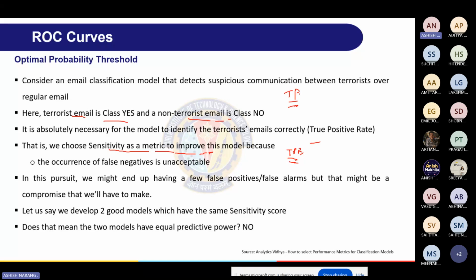Yes. What do we mean by true positive? The model predicted correctly. True negatives are also what the model is predicting correctly. TP is also the model predicting correctly. TN is also the model predicting correctly.